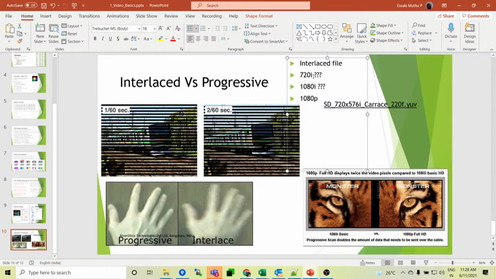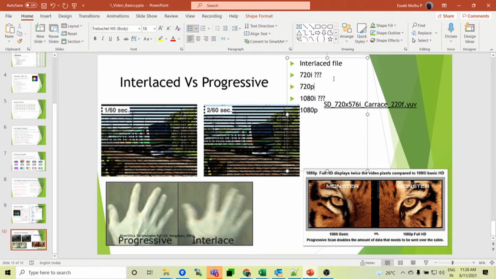You go to your TV and check. Go to your laptop, any display device, and check whether it is I or P. If it is I, that means it supports interlaced. If it is P, it supports progressive, it is latest. I means old technique, it's old only. 720i is old only.